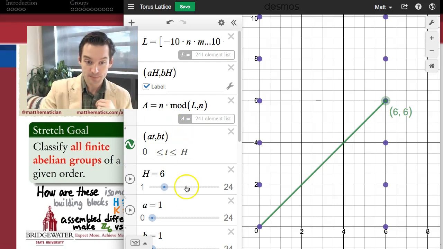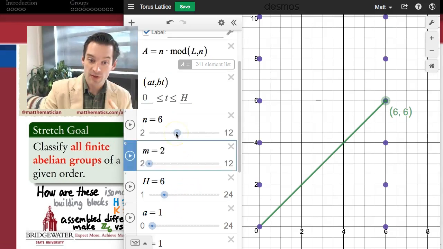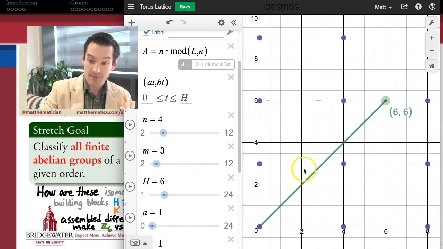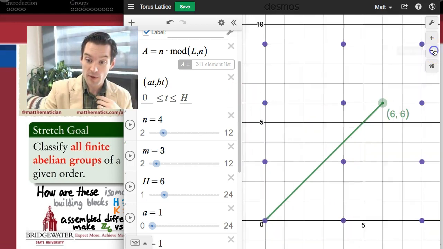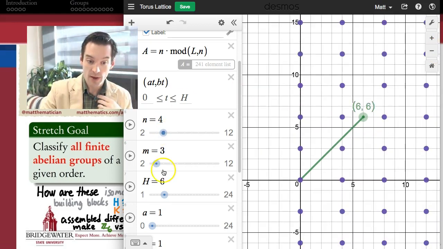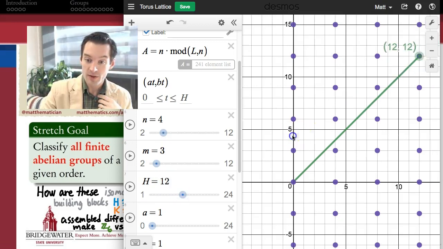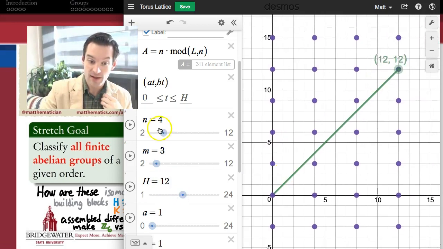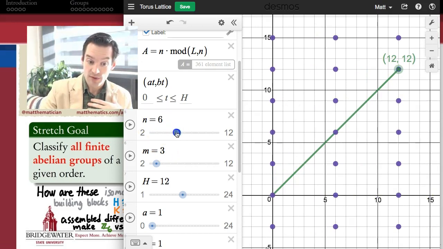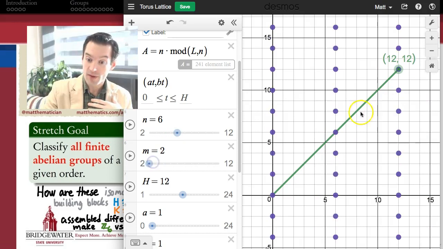But on the other hand, if instead of Z6 product Z2, we had Z4 product Z3, now the sixth power of (1, 1) has not come back around to the identity, the purple points, inside of that product group. We need to go further. We need to go all the way up to 7, 8, 9, 10, 11, 12. So it takes me 12 iterations to get back to the identity when it's Z4 product Z3, compared to Z6 product Z2, where after only my 6th iteration I was already at the identity.